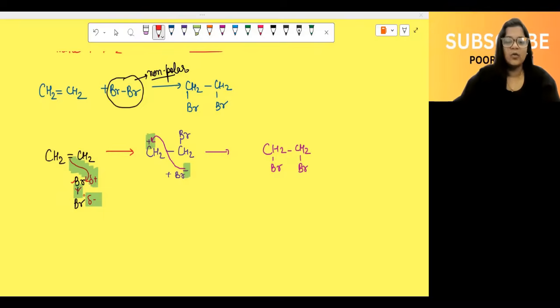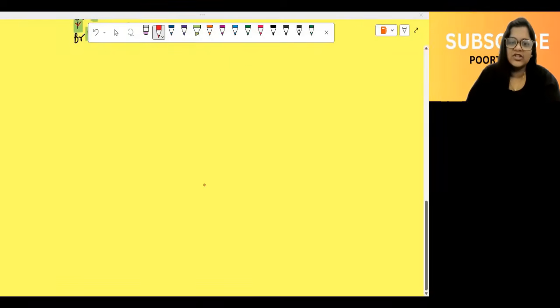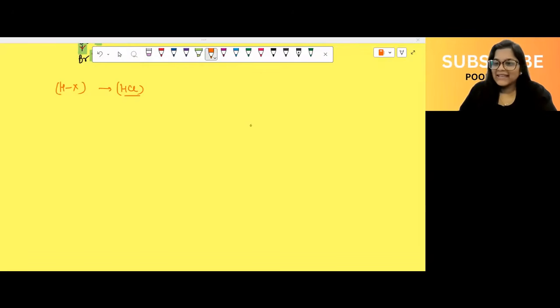Correct? Now, let's come to another addition, which is HX, where X could be any halogen, right? Now we'll do it, let's say, for HCl. We'll take an example of a symmetric and one of an asymmetric alkene. So let's do it for ethene first. Basically, this is the symmetric example.